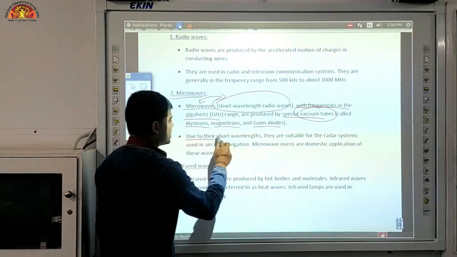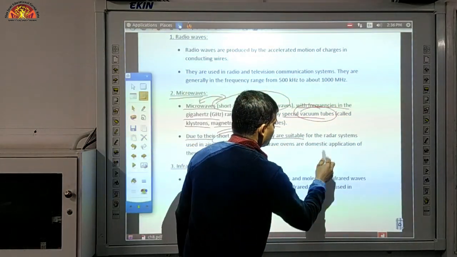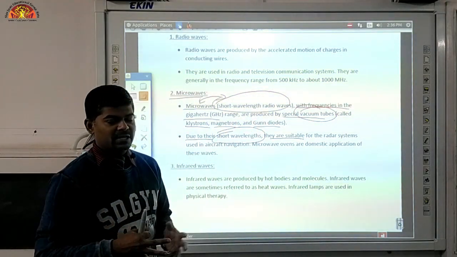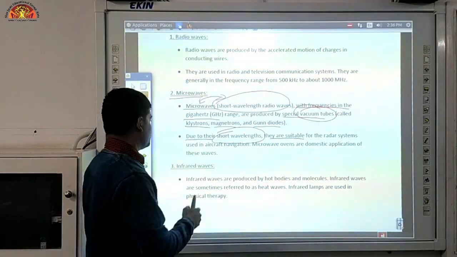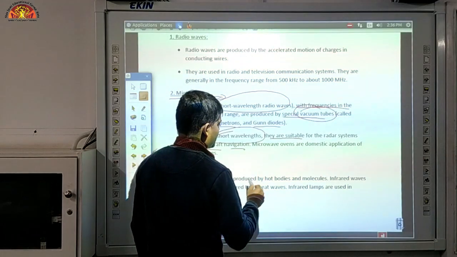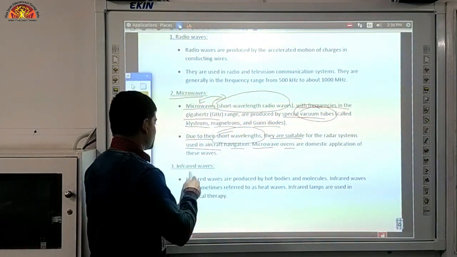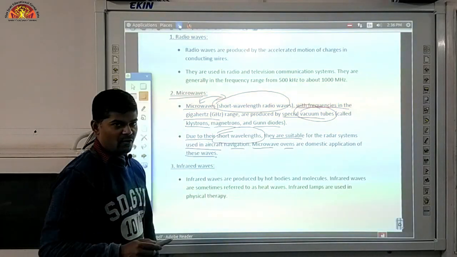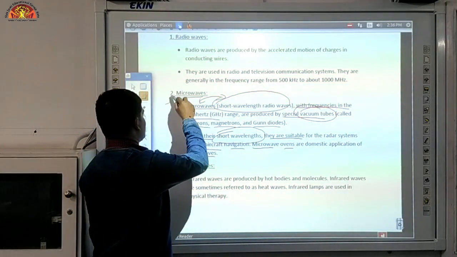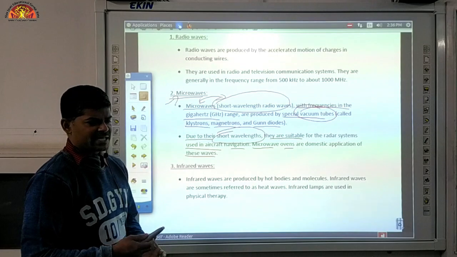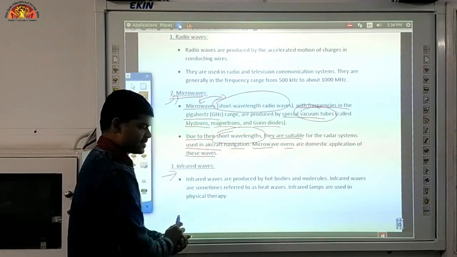Okay, due to their short wavelength they are suitable for the radar system. इनकी छोटी wavelength की वजह से इसको हम radar system में भी यूज करते हैं. Used in aircraft navigation. Microwave ovens are domestic application of these waves. तो microwave ovens जो होते हैं उसमें भी हम microwaves का यूज करते हैं. Now the next one, infrared waves.